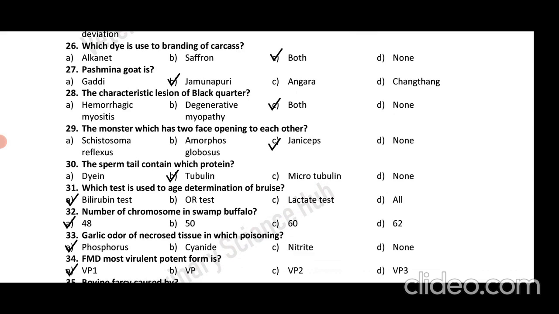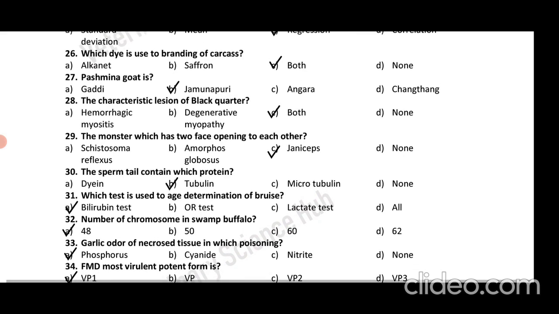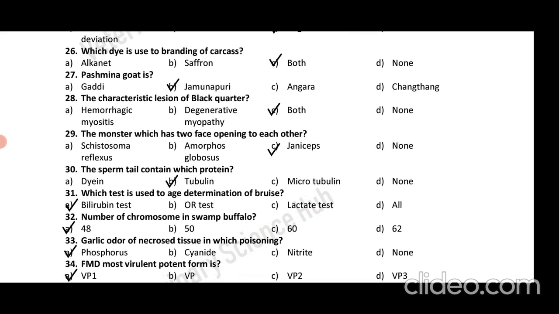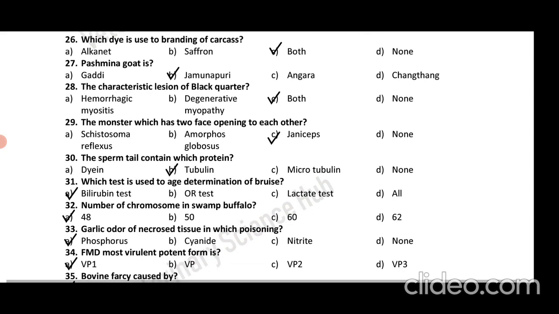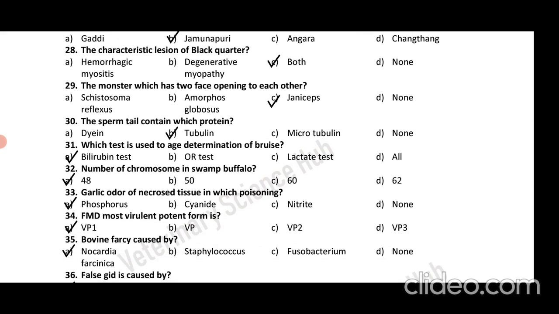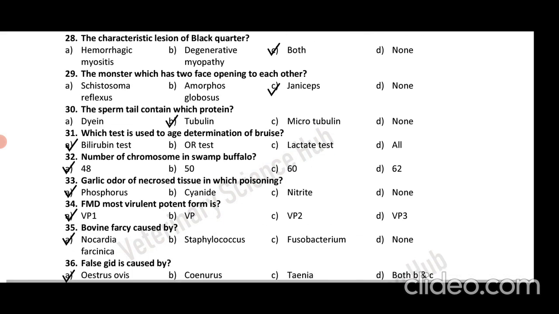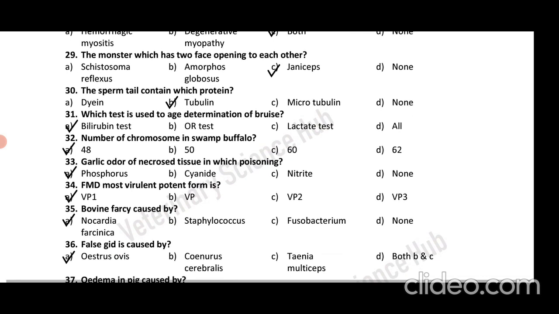Garlic odor of necrosed tissue is seen in which poisoning? Phosphorus poisoning gives the garlic odor to the necrosed tissue. The most virulent, potent form of FMD is VP1. Bovine farcy is caused by Nocardia farcinica. False gid is caused by Oestrus ovis.